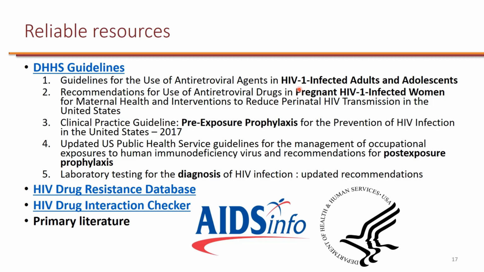They have several guidelines. They have one for the use of antiretroviral agents in HIV-1 infected adults and adolescents. They have one for pregnancy. They also have a couple on pediatrics. The focus of this presentation is on adults with HIV. They also have a guideline for pre-exposure prophylaxis and a couple on post-exposure prophylaxis, along with CDC guidelines for diagnosis of HIV.